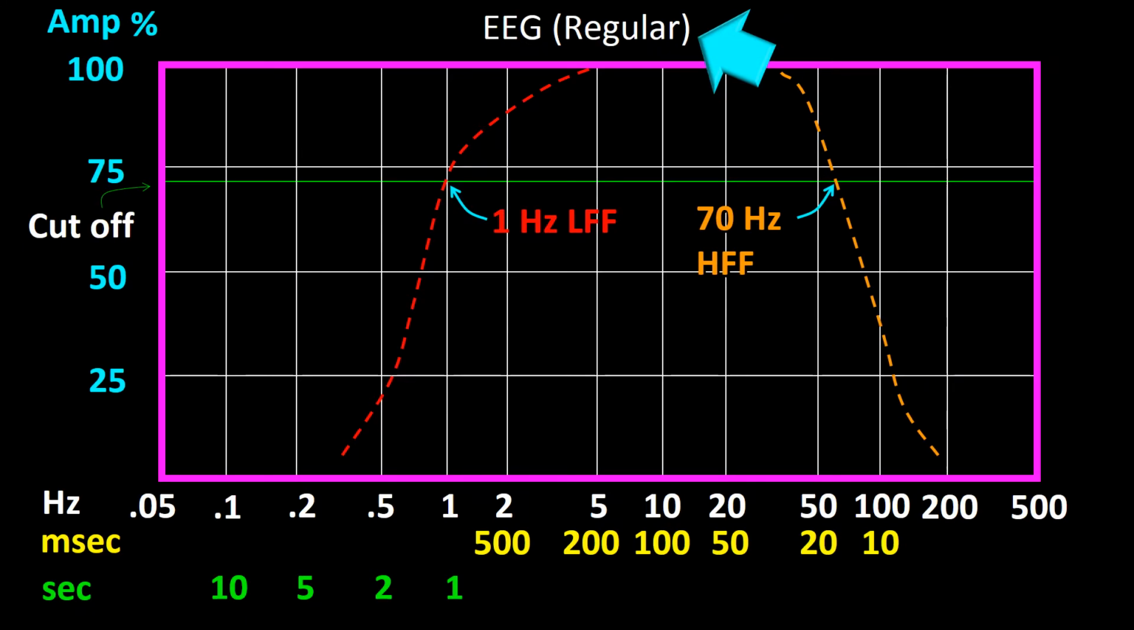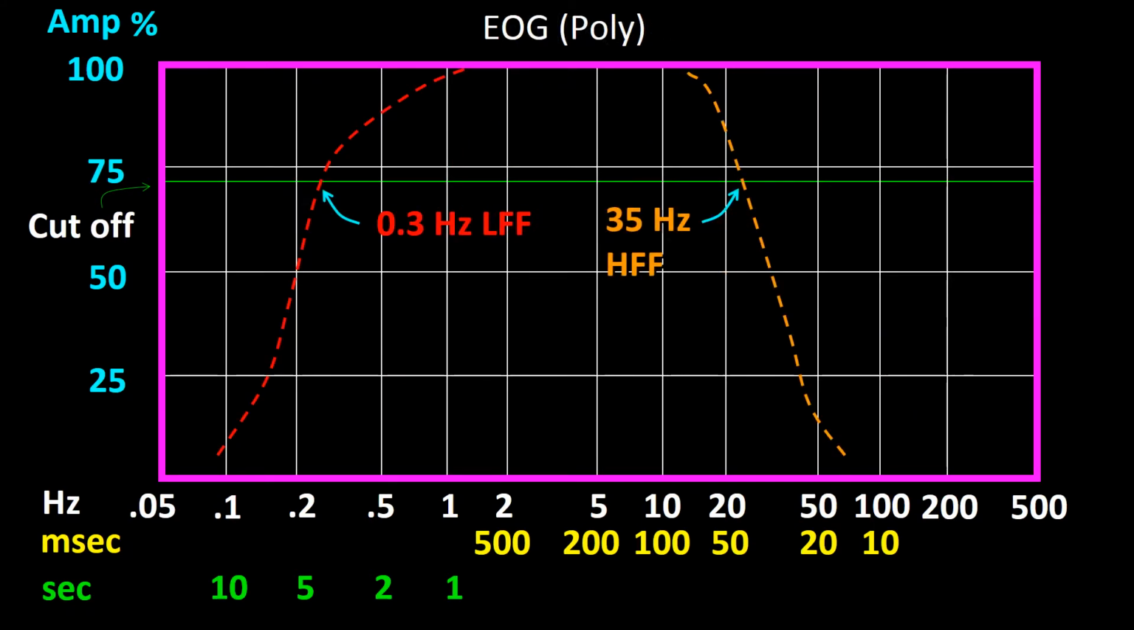Now, I'd like you to notice that I have changed the upper portion of the frame in order to express that when doing regular EEG, the setting is different. In regular EEG, the low frequency filter is placed at 1 Hz and the high frequency filter at 70 Hz. In this frame, I have gone back to the settings used for polysomnography. As you can see, the filters in EEG polysomnography favor slow waves at the expense of fast waves.